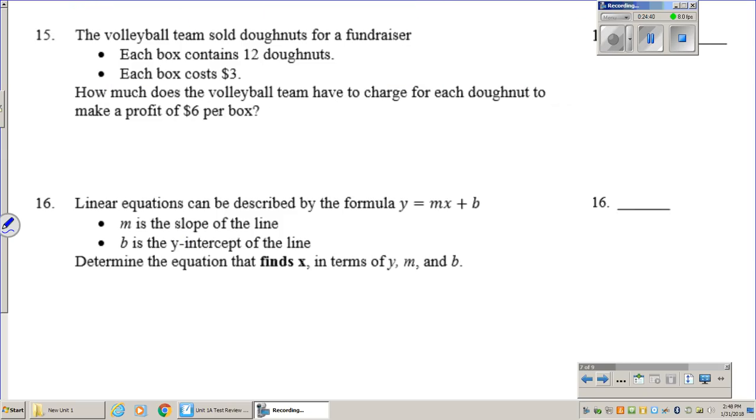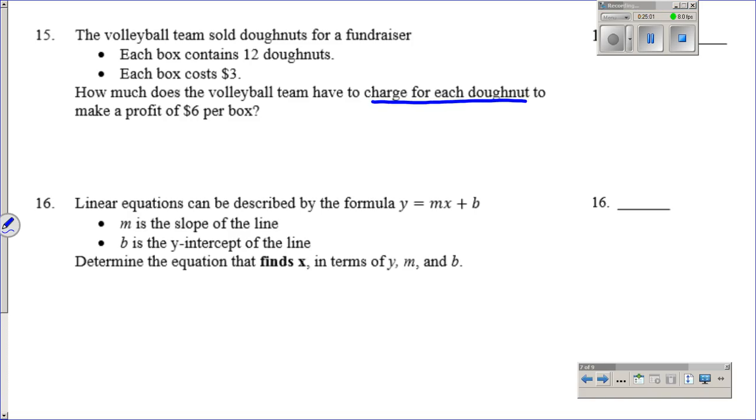Okay, number 15. The volleyball team sold donuts for a fundraiser. Each box contains 12 donuts. Each box costs $3. How much does the volleyball team have to charge for each donut to make a profit of $6 per box? So the question is asking us to find the charge for each donut.